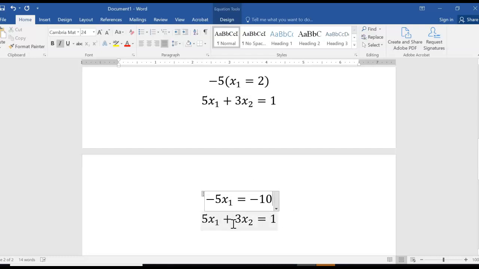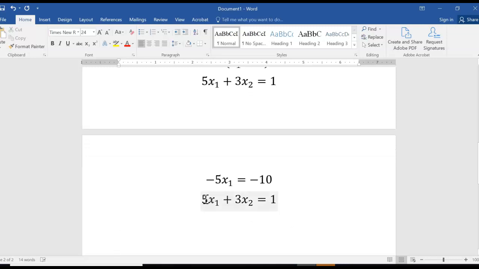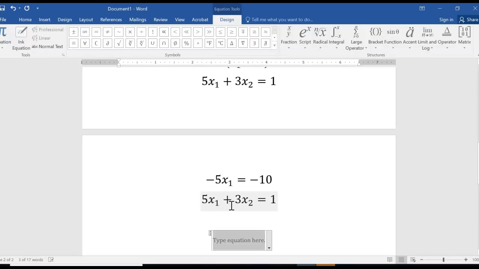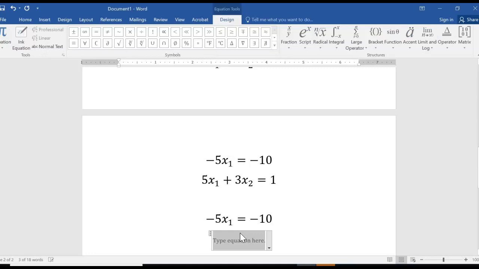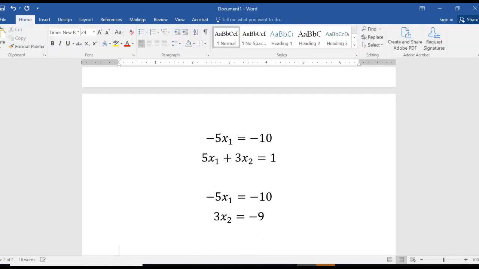Now if I add these two equations together, I will replace this second equation with the sum of the first plus the second. So I add these two things together, -5x1 minus 10. I'm going to keep that one. And -5x1 plus 5x1 becomes 0. I end up with 3x2 is equal to -9.